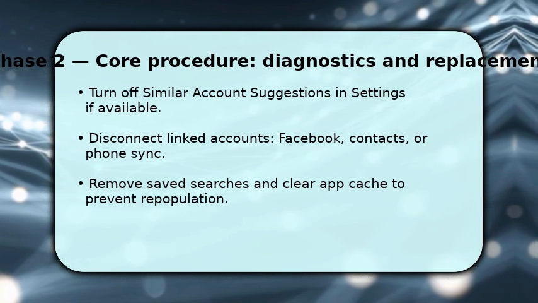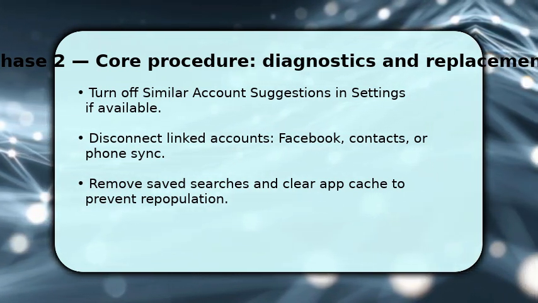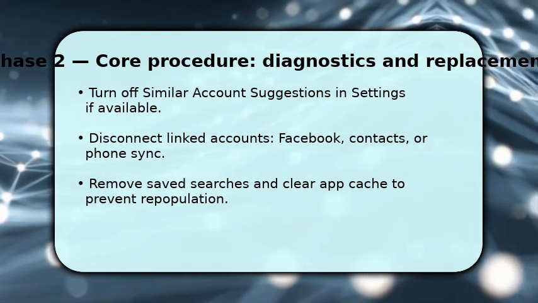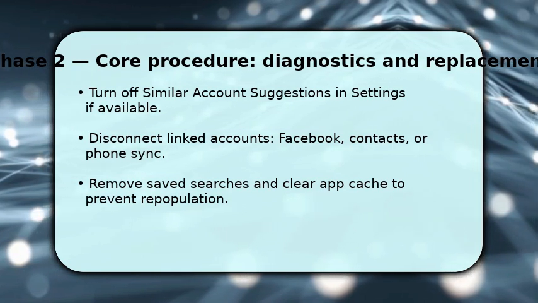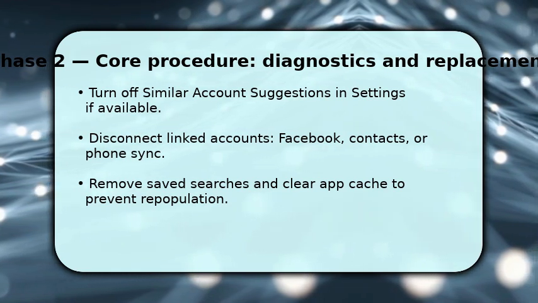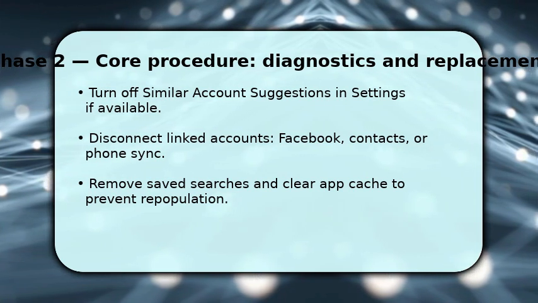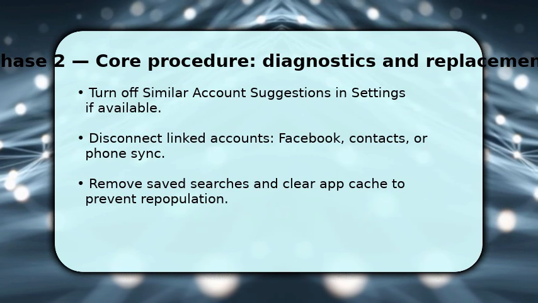This reduces proactive recommendations. Next, disconnect link services, unlink Facebook and disable contact syncing so Instagram can't suggest people from those sources. Also remove any saved searches and clear the app cache from your phone settings. That forces Instagram to rebuild suggestions from scratch. Doing these steps together cuts both data input and local memory, lowering future search visibility.